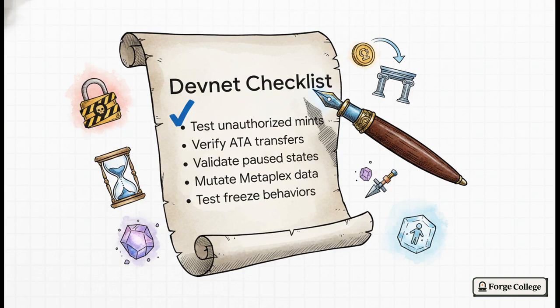We need concrete proof. We must test unauthorized mints to prove our authorities are fully secure. We have to verify our ATA transfers. If we ported over a paused state, we need to validate that transfers actually fail when the system is paused. For NFTs, we've got to actively mutate Metaplex metadata and test freeze behaviors. And if you're porting over security tokens, you'd be rigorously testing your KYC claim flows right here too.